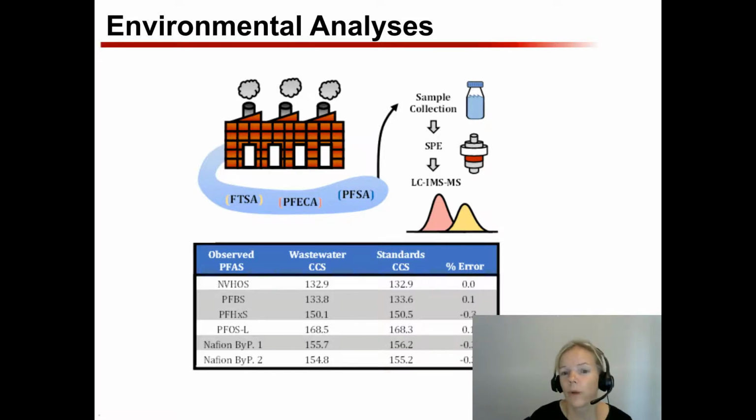And if we look at our wastewater cross sections for these PFAS that we detected, and then we go to those standard cross sections, which were our values in the library, our percent error was in no cases bigger than 0.3%. So we were very confident with these identifications. We also used the LC retention time, the mass spec information, and the MS-MS information for further confidence in each of these. So this multidimensional information was so important for our exact identifications of these.